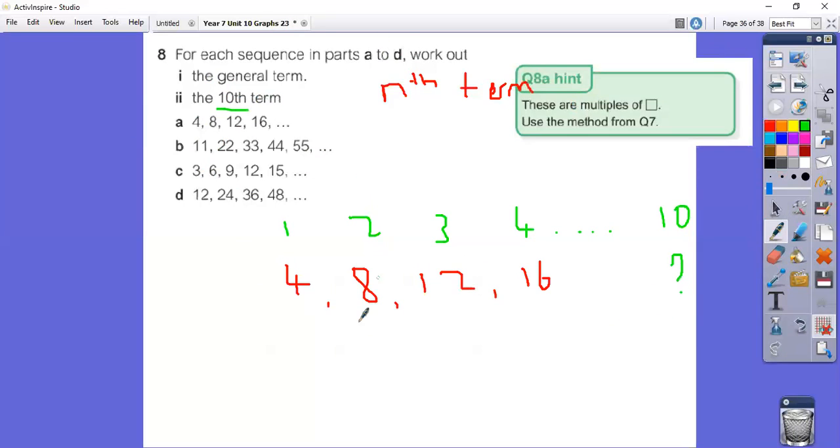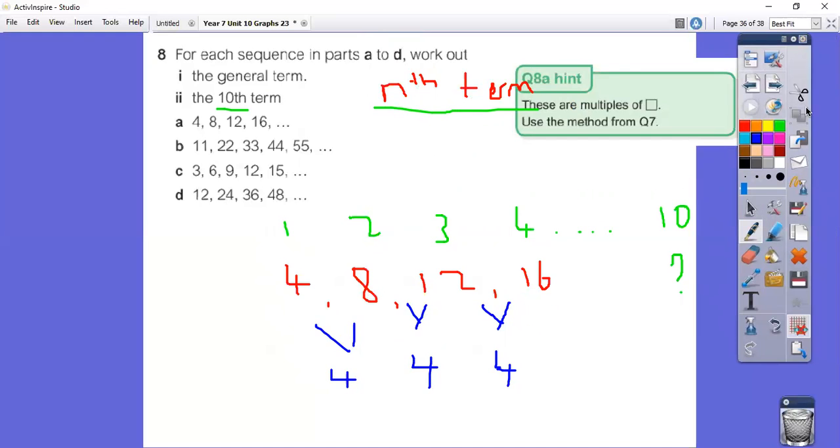So first of all, we need to work out the nth term. Again, remember, we've done this before, so hopefully it shouldn't be too difficult. So first of all, we need to work out the common difference. So between 4 and 8, it's 4. Between 8 and 12, it's 4. Between 12 and 16, it's 4. So we know our answer, the nth term, is going to be somewhere to do with the 4 times table.